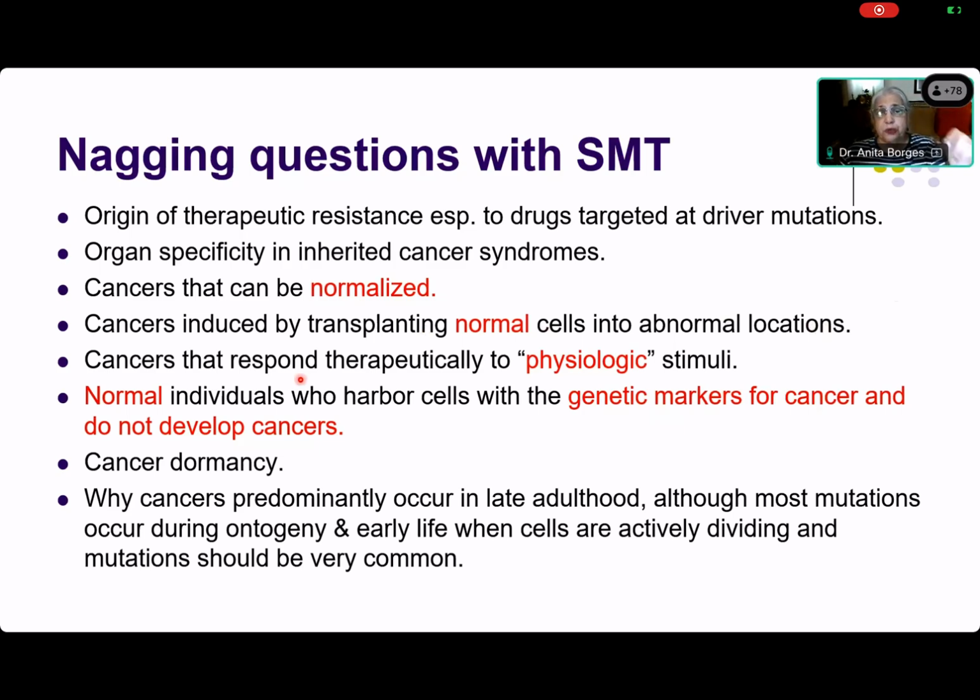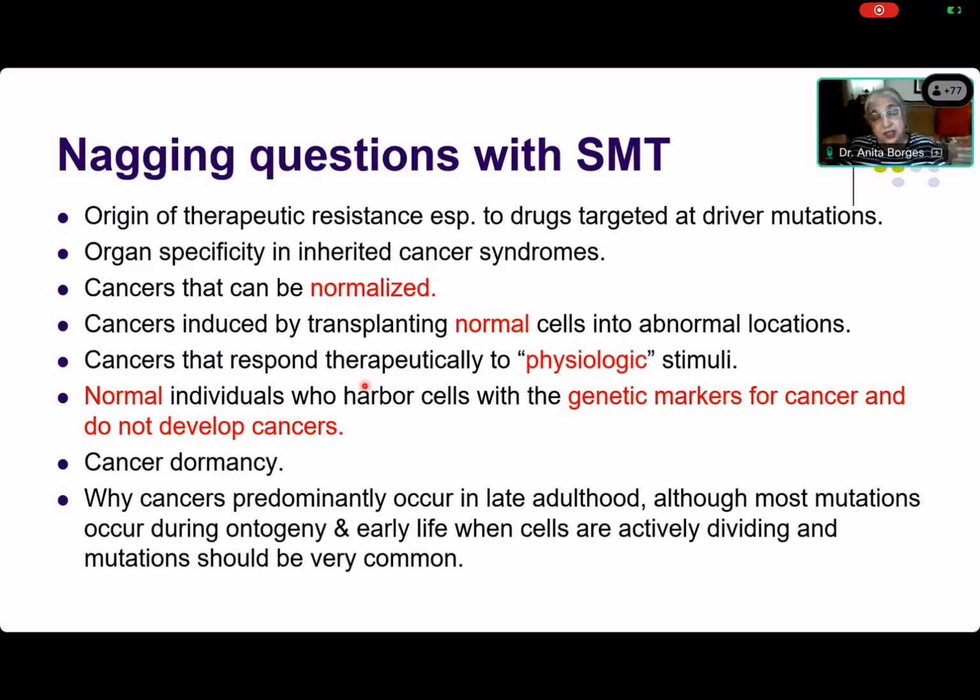Cancers respond therapeutically to physiologic stimuli, and we all know that about breast cancer. You know that estrogen drives certain cancers, and you can cut that estrogen drive down by giving anti-estrogens, and the cancer shrinks. Normal individuals, who harbor cells with the genetic markers for cancer, yet do not develop cancers. There is a certain number of people in any population that have the genes for a whole lot of different cancers, and yet they don't have cancers.